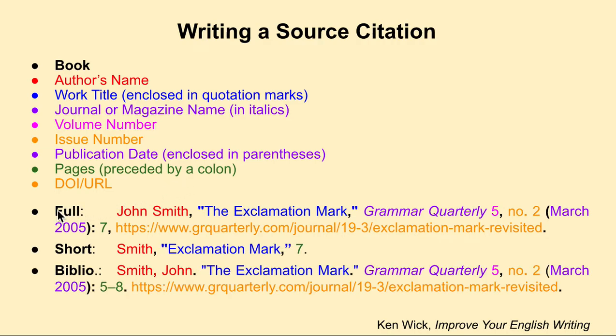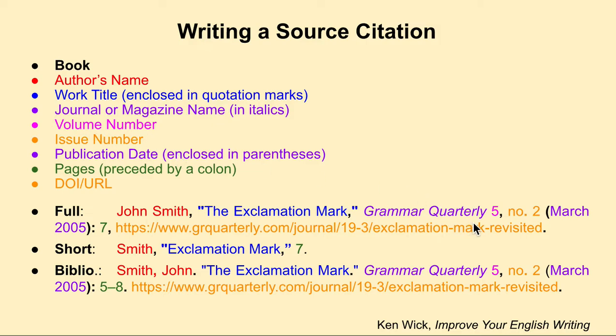So for the full citation, I did cover a lot of things in the book that I may not repeat, but you have the author's name, first name first, comma, then you have the title of the work in quotation marks. Remember, it's a comma because we separate all the elements by commas in a full citation. Then you have the name of the journal or magazine, and you italicize that because you need to italicize titles of books, of journals or magazines. Then you have the volume number.